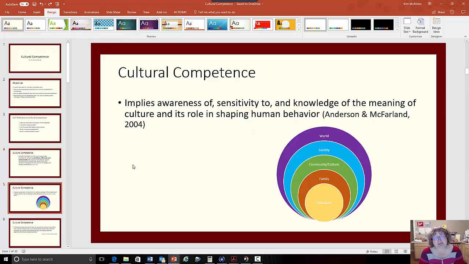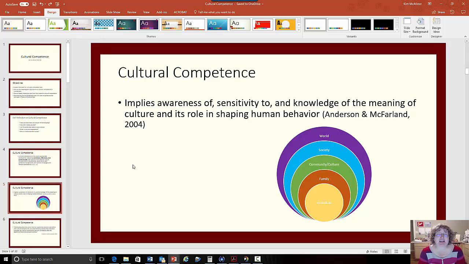So cultural competence implies an awareness and sensitivity to and knowledge of the meaning of culture and its role in shaping human behavior. And that's from Anderson and McFarland in 2004. So if you're going to be culturally competent, which we as nurses are charged to be, that means that we are not only aware and sensitive, but we also understand and have knowledge of different cultures.